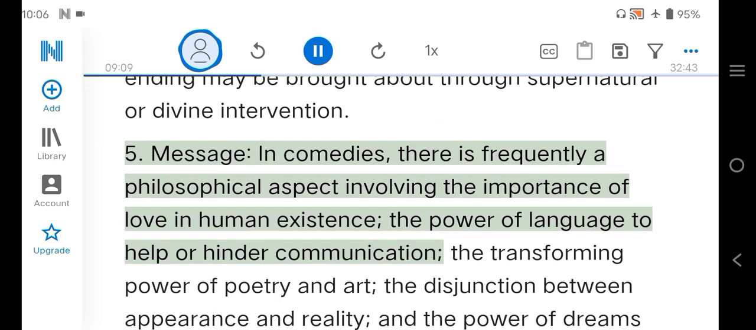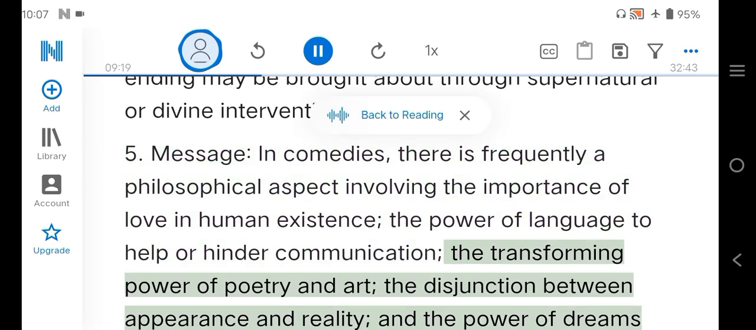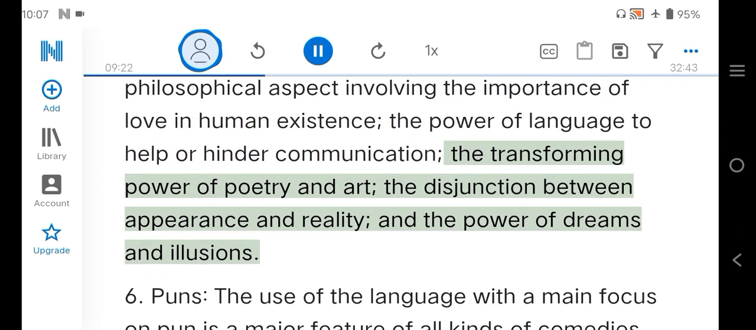5. Message. In comedies, there is frequently a philosophical aspect involving the importance of love in human existence, the power of language to help or hinder communication, the transforming power of poetry and art, the disjunction between appearance and reality, and the power of dreams and illusions.